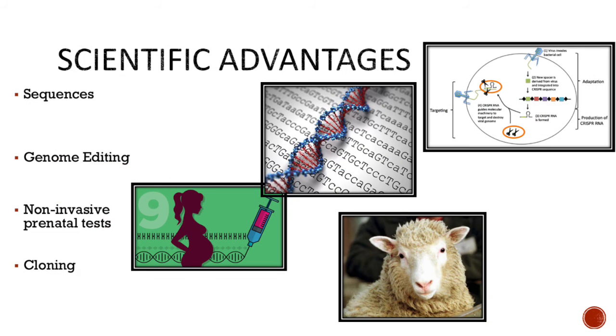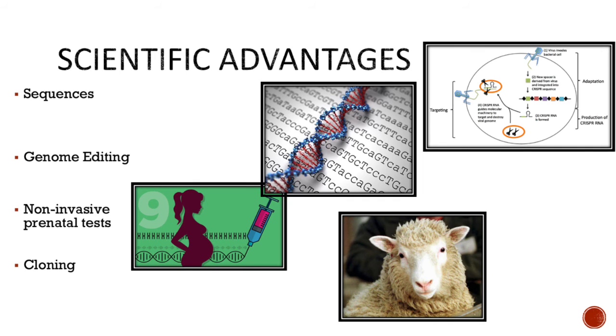Lastly, we are going to mention four scientific advantages. First, we have sequences. The primary purpose of sequencing one's genome is to obtain information of medical value for future care. Genomic sequencing can provide information on genetic variations that can lead to disease or can increase the risk of disease development, even in asymptomatic people.